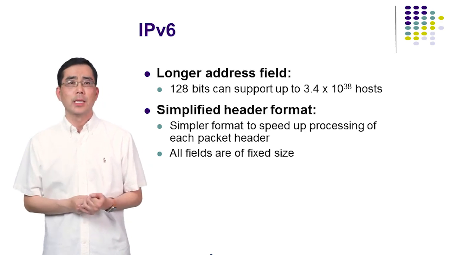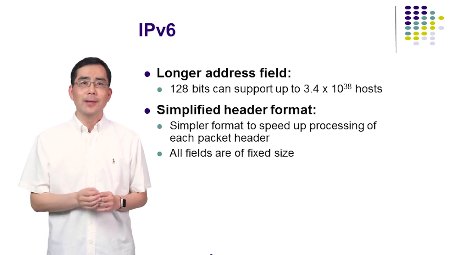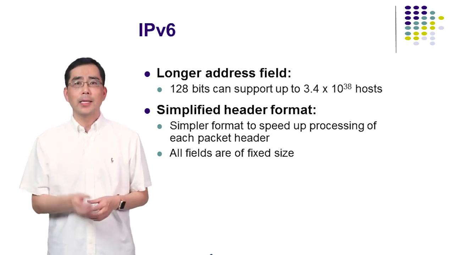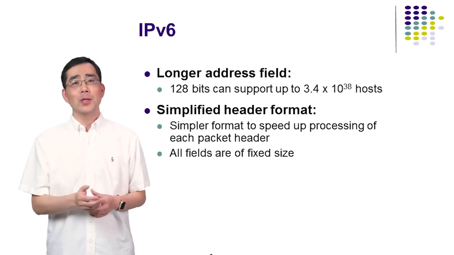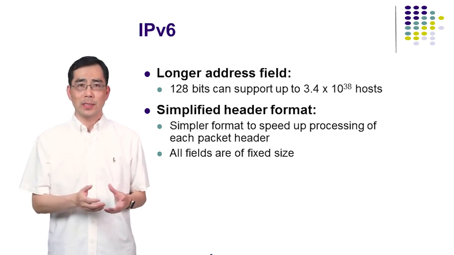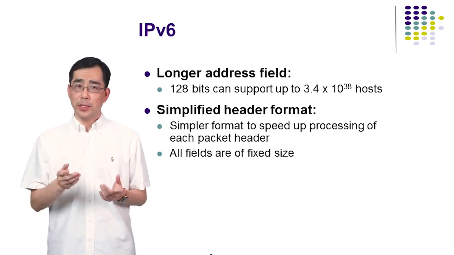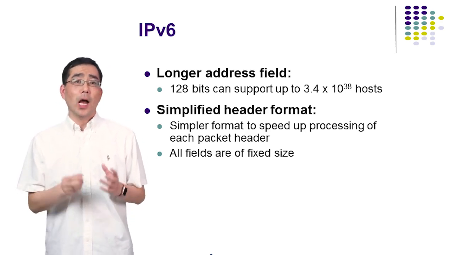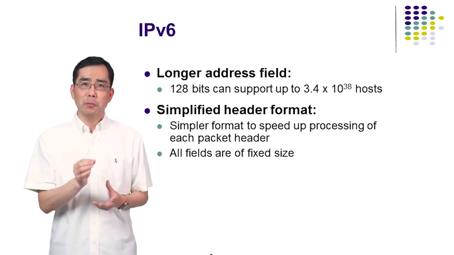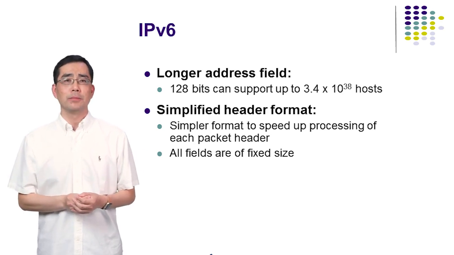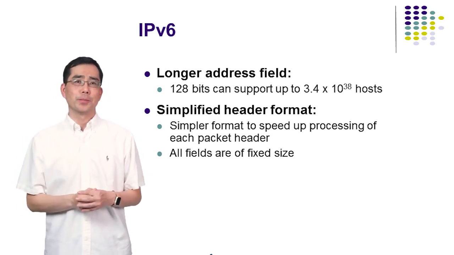to v6. Two major changes from IPv4 to IPv6 are a longer address field and a simplified header format. IPv6 uses 128 bits for addressing that can support up to 3.4 times 10 to the power of 36 hosts. IPv6 also simplifies the header format so as to speed up processing of each packet header. All fields are of fixed size in IPv6.